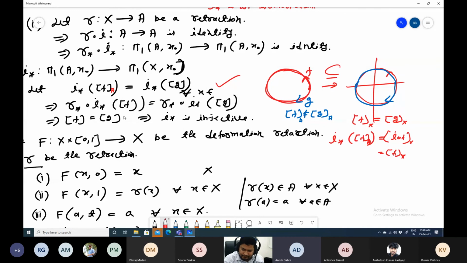By example, it is clear that they are not equal in S1, but it is also clear. See, i star F, okay, you can write it is F. It is actually F. I am not saying that it is wrong. It is actually F. But here the homotopy class is in A and this is in X.